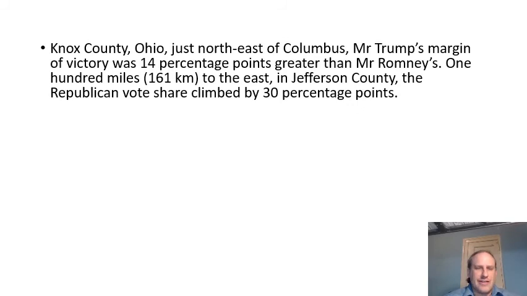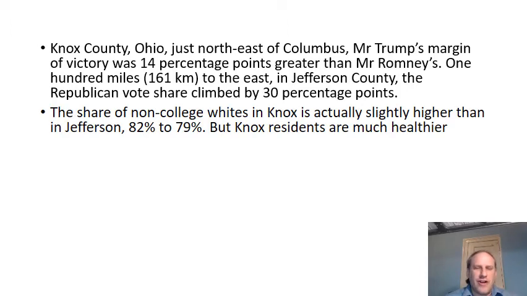So here's the interesting thing. If you look at Knox County, Ohio, just northeast of Columbus, Mr. Trump's margin of victory was 14 percentage points greater than Mitt Romney's back in 2012. But 100 miles to the east in Jefferson County, the Republican vote share climbed 30 percentage points, far more. So what was the difference? The share of non-college whites in Knox is actually slightly higher than in Jefferson, 82% to 79%. So that's not the big difference.